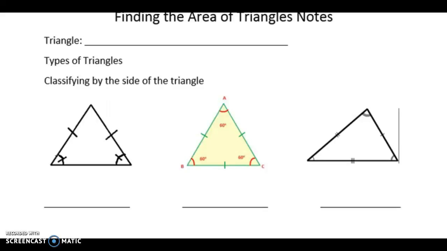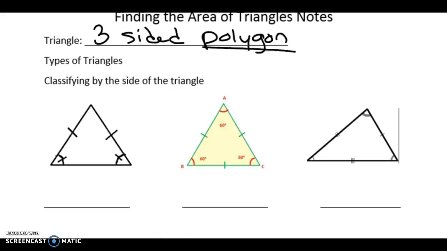Today we are looking at finding the area of triangles. A triangle is a three-sided polygon. Remember, a polygon is a closed figure with straight sides. Okay, so that's all summed up in the definition of a polygon, but a triangle is one that has three sides. So let's review our types of triangles.